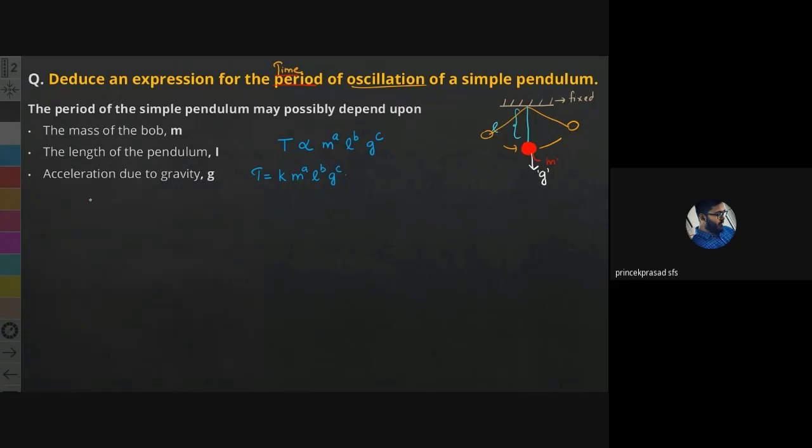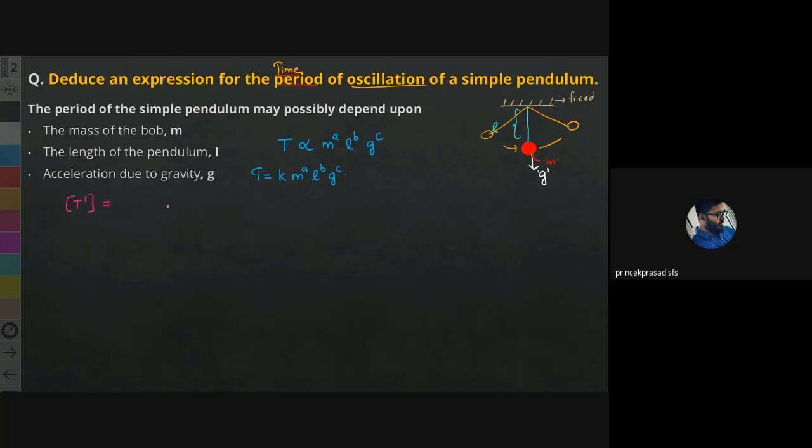What is the dimension of time? MLT raised to 1? No. Dimension of time, yeah, it is only T raised to 1. Time means what? Only time is there. T raised to 1. Clear? Time means T raised to 1. It is equal to K, I'm not taking.